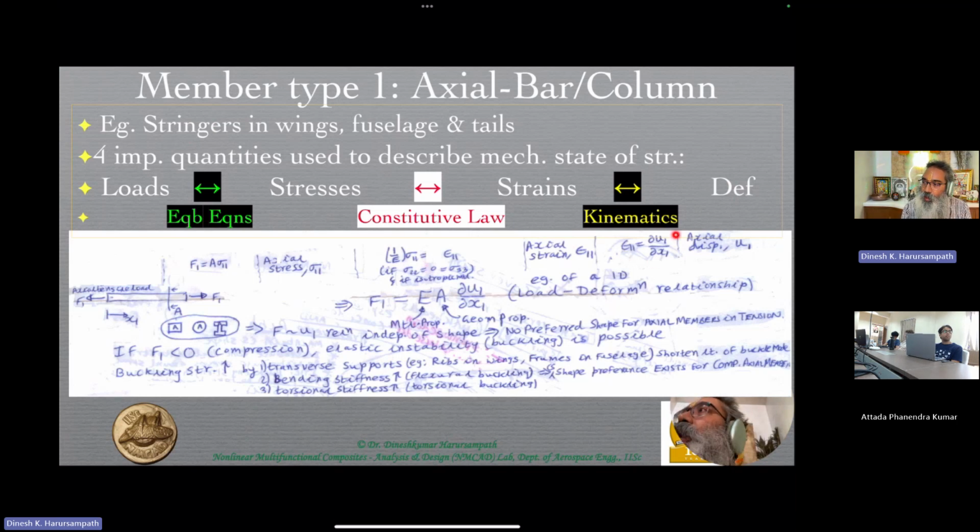a right approximation. Are you able to see my laser pointer, the red one? Yeah, okay, thanks.